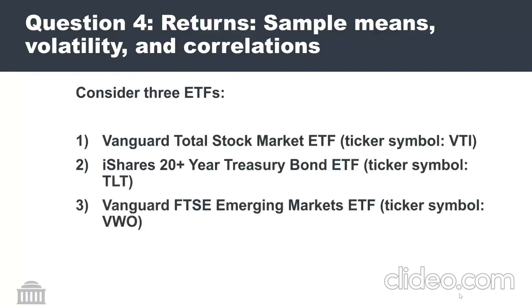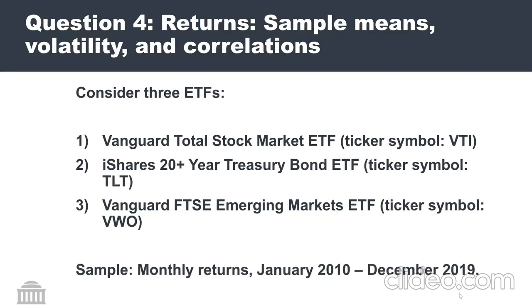In this question, we will work with historical returns and we will learn how to compute major statistics: means, standard deviations, and correlations. We will work with the following three exchange-traded funds: Vanguard Total Stock Market ETF, iShares 20+ Year Treasury Bond ETF, and Vanguard FTSE Emerging Markets ETF. Our sample will consist of monthly returns and will cover the last decade, January 2010 through December 2019.